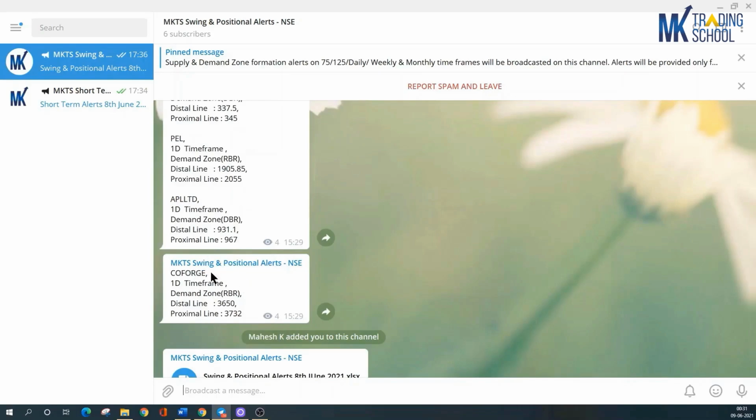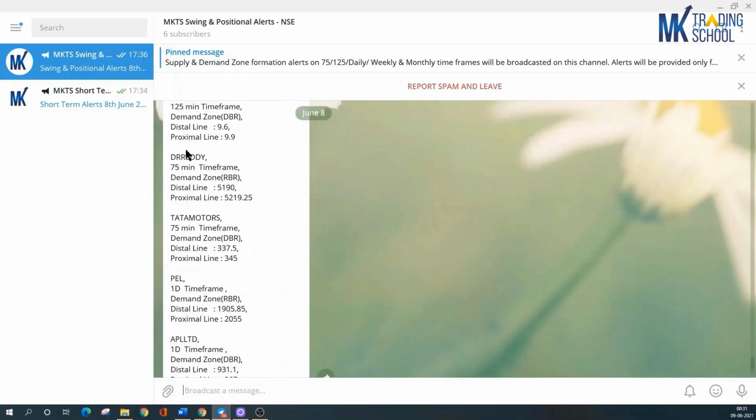So if you see here, the last alert that I got for today was for the stock First CO Forge. It came on a daily time frame. 1D stands for a daily time frame. It was a demand zone formation, rally base rally, and I have the distal and proximal line values. So like this, you will get alerts for whatever zones are formed on a real-time basis.